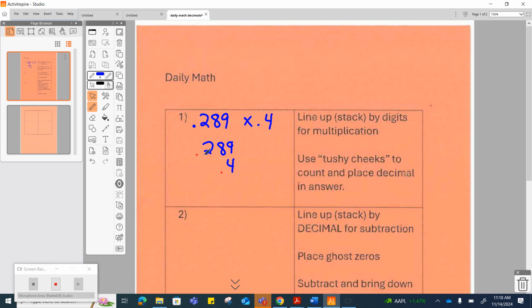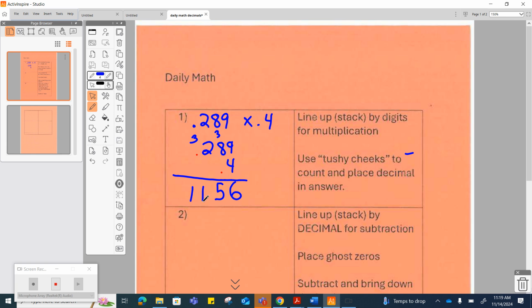I'm going to multiply like I normally would, and at the end use tushy cheeks to count. That's what Ms. VB calls it, but we'll talk about that in a minute. So 9 times 4 is 36. 6 goes here, 3 goes up there. 4 times 8 is 32. 32 plus 3 is 35. 4 times 2 is 8, plus 3 is 11.